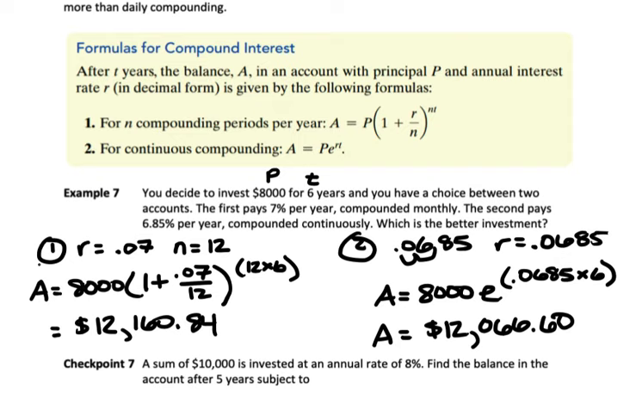So which is the better investment? Well, the one with the larger return is investment number 1, so I would choose that. So even though it's compounded monthly instead of continuously, having a slightly higher interest rate means that you earn more money.